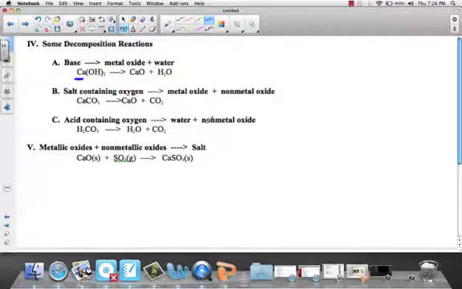All right, let's change gears. Metal oxides and non-metallic oxides. So we've just been dealing with a lot of oxides. We said that a non-metallic oxide reacts with water to form an acid, and a metallic oxide reacts with water to form a base. So now we're saying that a metallic oxide and a non-metallic oxide form a salt.